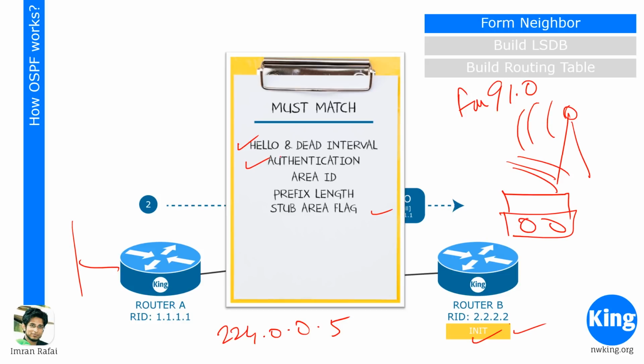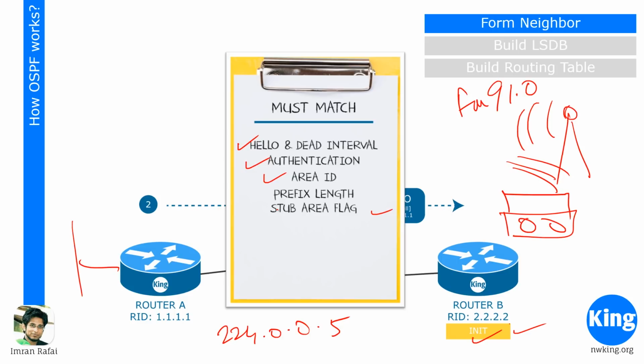Authentication should match. So if both of them are doing authentication, it should be the same authentication type, and of course, the authentication password also should match. Area ID, of course, that should match. If one is doing area 0 and the other area 1, that will be difficult. What is area? Wait for a few slides. We will talk about area in a while, but just know that area ID should match.